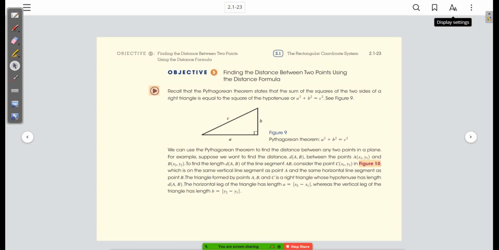So what this is reading here is it's saying we can use the Pythagorean theorem to find the distance between any 2 points. So if I wanted to find the distance between 2 points, then I could use the Pythagorean theorem, and this process, I'm pretty sure it spills into probably the next page. Real quick, let's see if I can snip it.